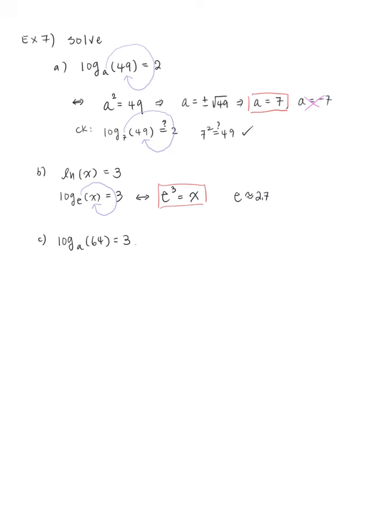Okay, I'm going to start this problem out the same way. I'm going to make this into an exponential form: a to the third equals 64. All right, now I'm trying to solve for a, so I need to get rid of that exponent of 3. So who's going to kill it? Cube root. So I'm going to take the cube root on both sides. And this will give us a equals the cube root of 64.